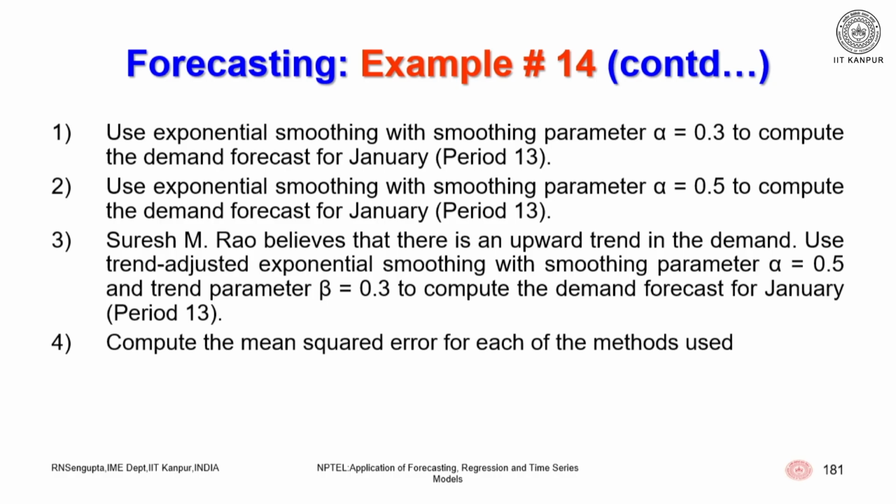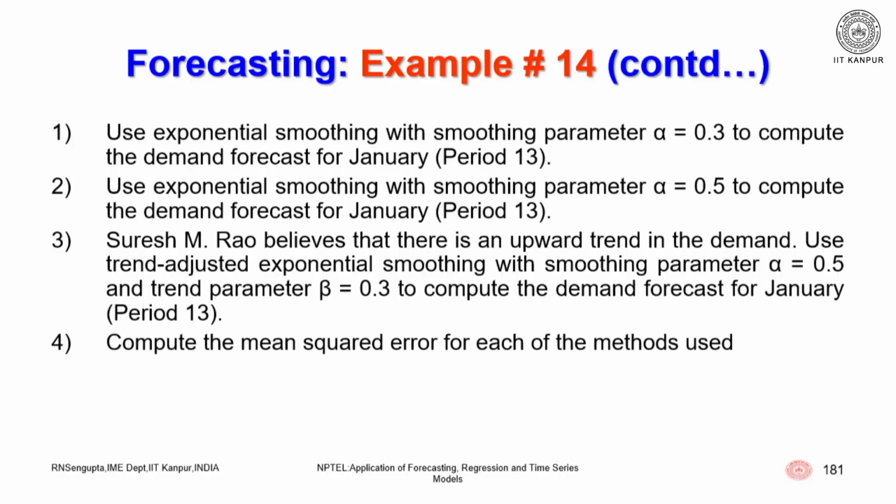Now, you need to do the following: use exponential smoothing with smoothing parameter alpha as 0.3 to compute the demand forecast for January, which is basically the next year. Use exponential smoothing with smoothing parameter 0.5 to compute the demand forecast for January, again for next year. Question 1 and question 2, which you see in the slide, differ only in the alpha value. In one case it is 0.3, in another case it is 0.5. 0.5 means equal weightages for forecasted and actual value, while 0.3 means unequal weightages for forecast and actual values.